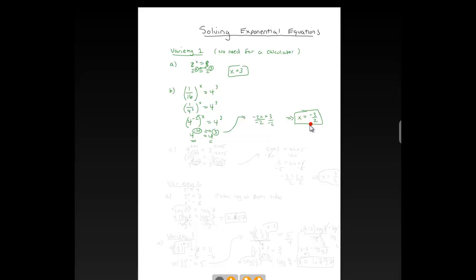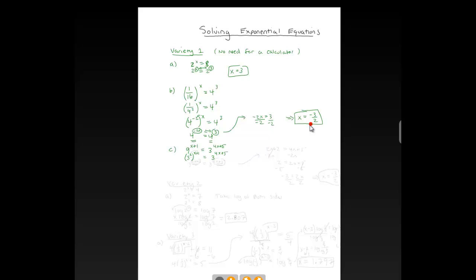Okay? And I guess one more version of this variety might be something like 9 to the x plus 1 equals 3 to the 4x plus 5. Slightly more difficult, but again, if we can get the bases the same, we can set the exponents equal. So my base on the left is 9, but I can rewrite 9 as 3 squared. So I can write this as 3 squared to the x plus 1. Notice I kept that 3 squared in the parentheses. And that equals 3 to the 4x plus 5.